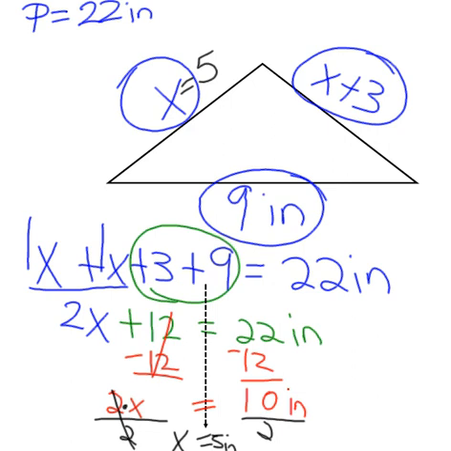They didn't ask me to solve this side, but I could say 5 plus 3 equals 8. So this side is 8 inches. This side is 5 inches. And this side was given to me. It's 9 inches.